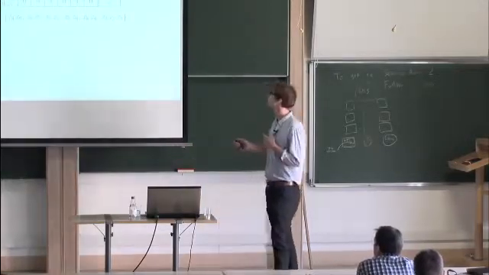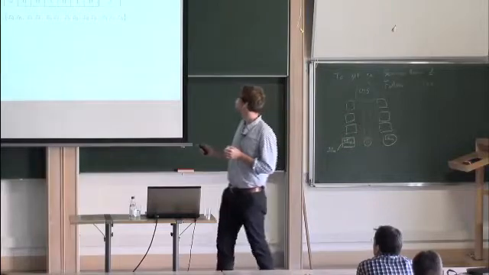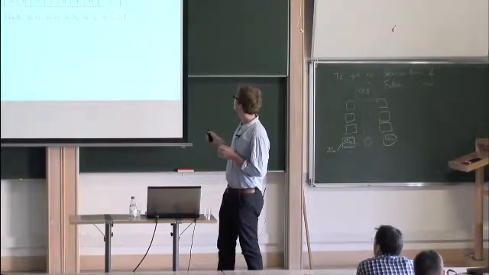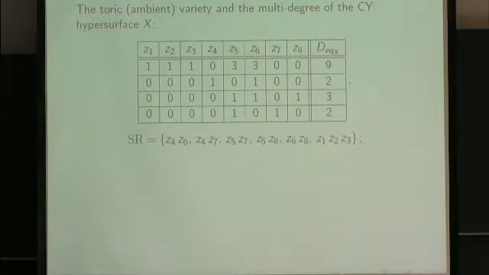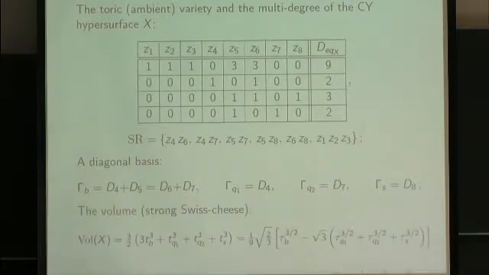So now the example that afterwards Sven will use. So this is the Calabi-Yau hypersurface, the weights for the ambient space, the degree of the hypersurface, the SR ideal that specifies the fan. A diagonal basis for this space would be this one. In this diagonal basis the volume form becomes strong Swiss cheese. And the involution is the one where D4 is mapped into D7.